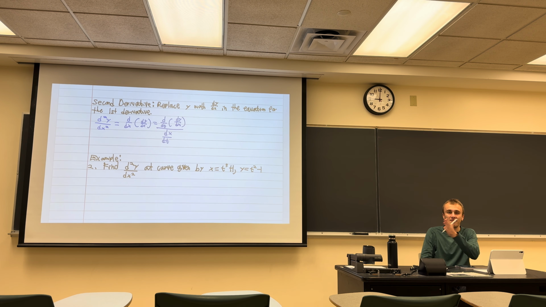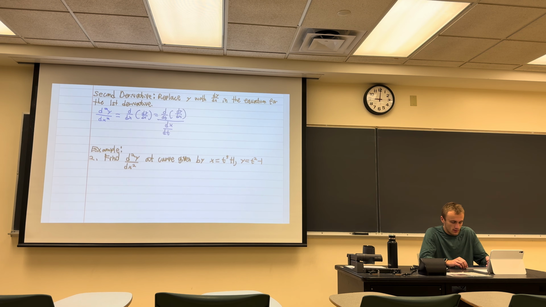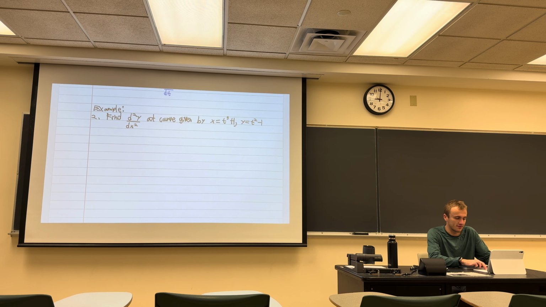So the derivative of our m value, which we calculated like in that first example, it's basically just taking the derivative of our m value. So that's just taking, again, the second derivative of everything we see in that fraction. So our example that we'll look at for this is going to be to find d2 y over dx2, so second derivative at curve given by x equals t cubed plus 1, y equals t squared minus 1.